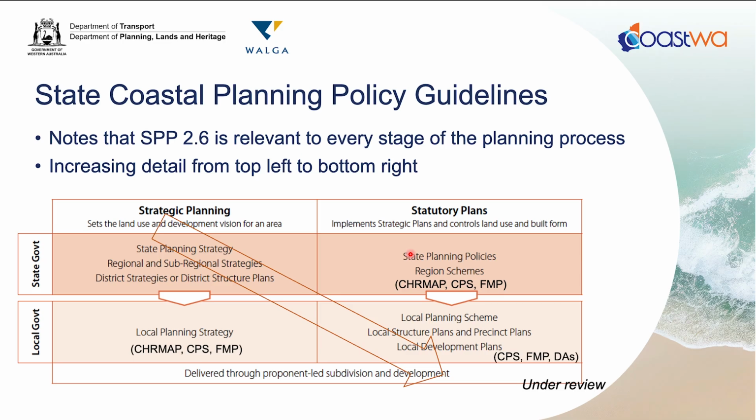For example, at that local planning strategy or at a region scheme level, in both the strategic and the statutory planning sense, we need to start looking at coastal hazard risk management adaptation plans, so CHRMAPs, potentially even coastal planning strategies or foreshore management plans, so CPS or FMP. And then it also looks at the more detailed planning that might happen in the statutory sense at a very local level, and that can get down to individual development applications.